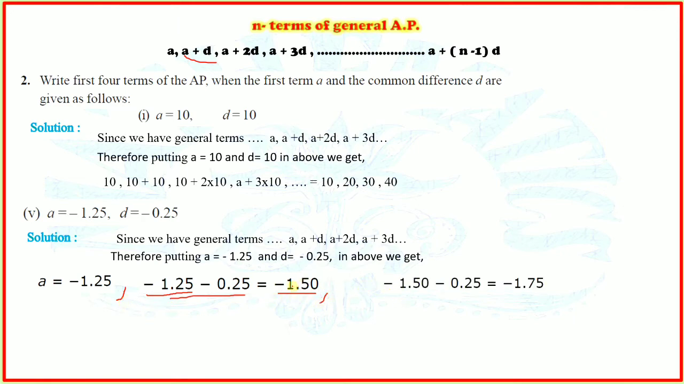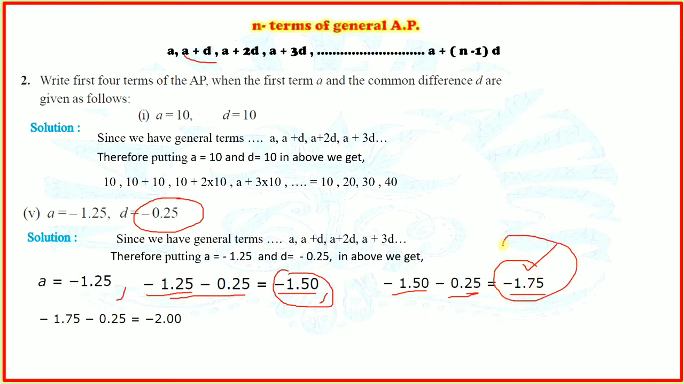The term number 3 is the second term plus the common difference. The second term is minus 1.50, and adding to this minus 0.25, that is the common difference, gives minus 1.75. This is the third term. Now we are going for the fourth term. The fourth term will again be found by adding the common difference to the third term. So the third term is minus 1.75, and adding minus 0.25, the common difference, gives minus 2.